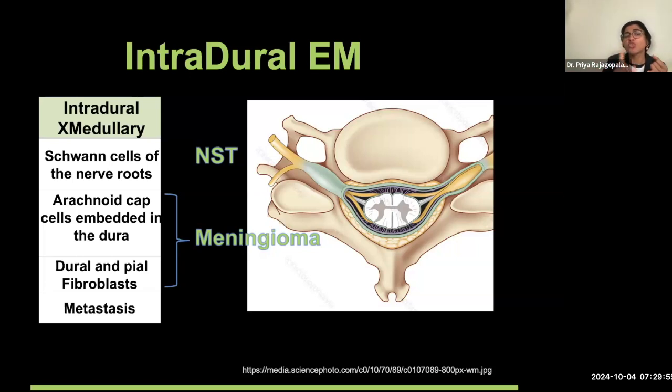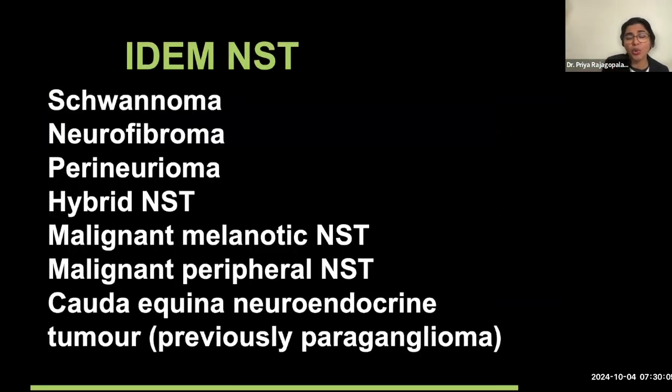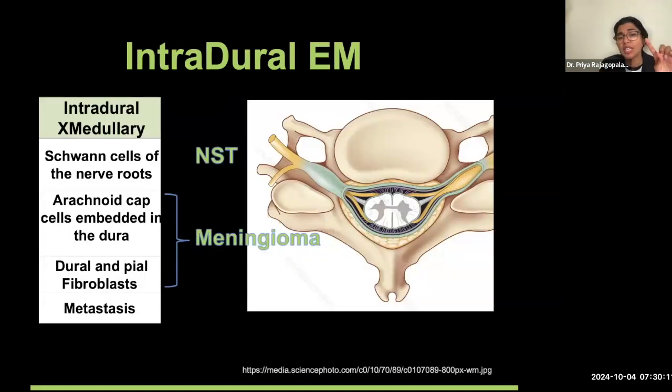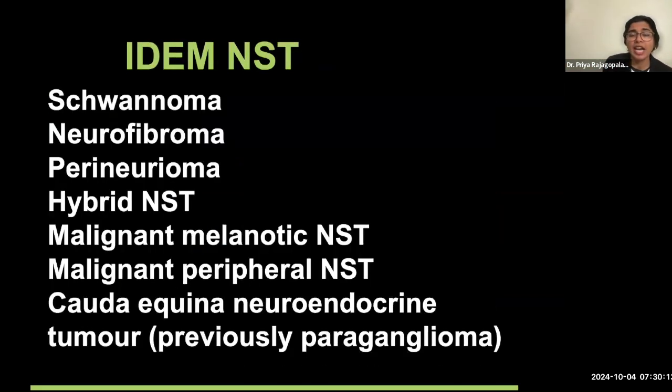These can arise from the Schwann cells of the nerve roots, from the arachnoid cap cells that are embedded in the dura. It can arise from dural and pial fibroblasts, and of course, metastasis can go anywhere, right? Anywhere in the spine, anywhere in the body. The most common ones that you're going to encounter are going to be nerve sheath tumors and meningiomas, especially in the adult population. But in general, all the different types can be schwannomas, neurofibromas, perineuromas, hybrid nerve sheath tumors.